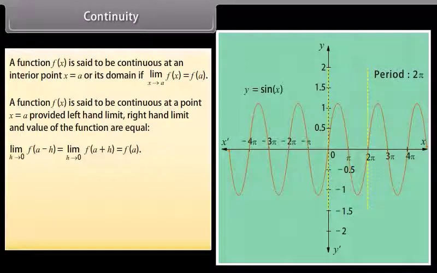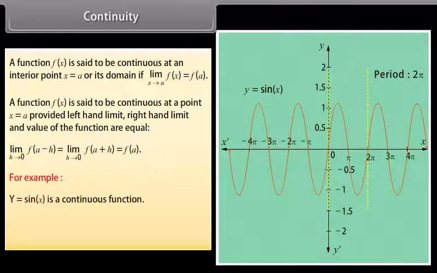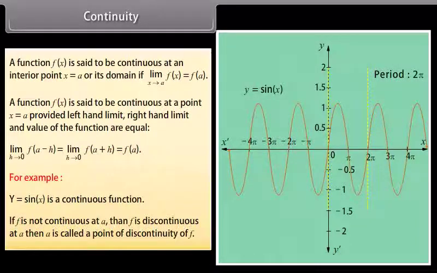Limit h approaches 0 of f(a − h) is equal to limit h approaches 0 of f(a + h) is equal to f(a). For example, y = sin x is a continuous function. If f is not continuous at a, then f is discontinuous at a, and a is called a point of discontinuity of f.